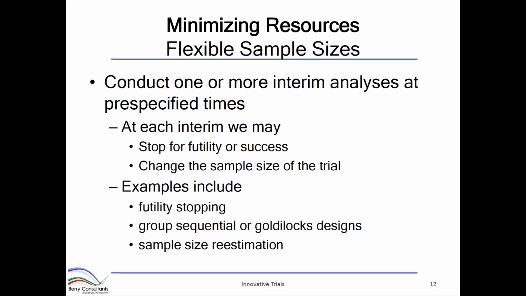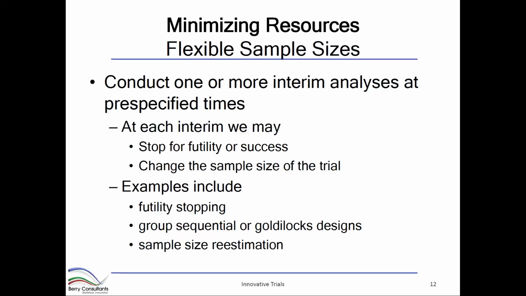So the first notion available is to have a flexible sample size. Remember, fixed sample size appeared twice in my gold standard, so we're breaking this. A flexible sample size is implemented. We conduct one or more interim analyses at pre-specified times. You've got to write all this out in advance. At each one of those interims, we can stop for futility or success. We can change the sample size of the trial. Examples of this include futility stopping, a group sequential design. This is a formal mechanism for stopping early for success.